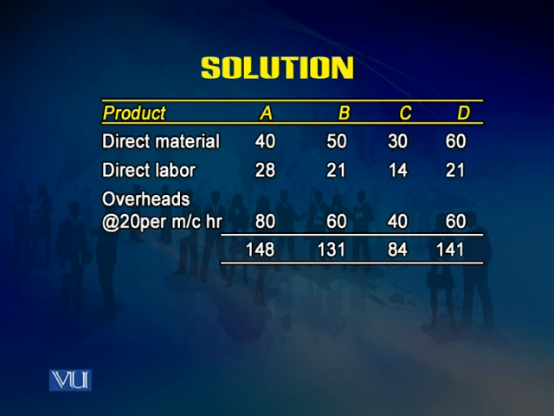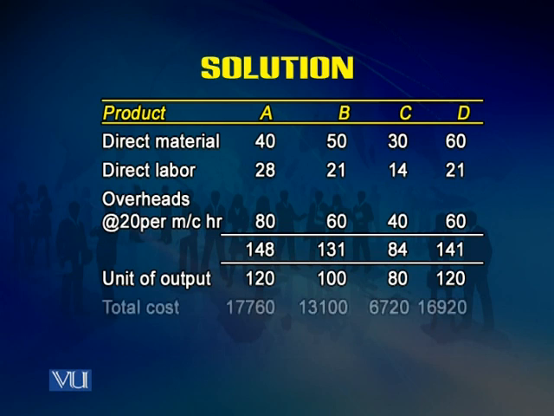This gives us the total cost of each product. That amounts to 148 for product A, 131 for product B, 84 for product C, and 141 for product D. This is the per unit cost. We know the number of units that were being produced, and therefore we can also arrive at the total cost of the products for each product.